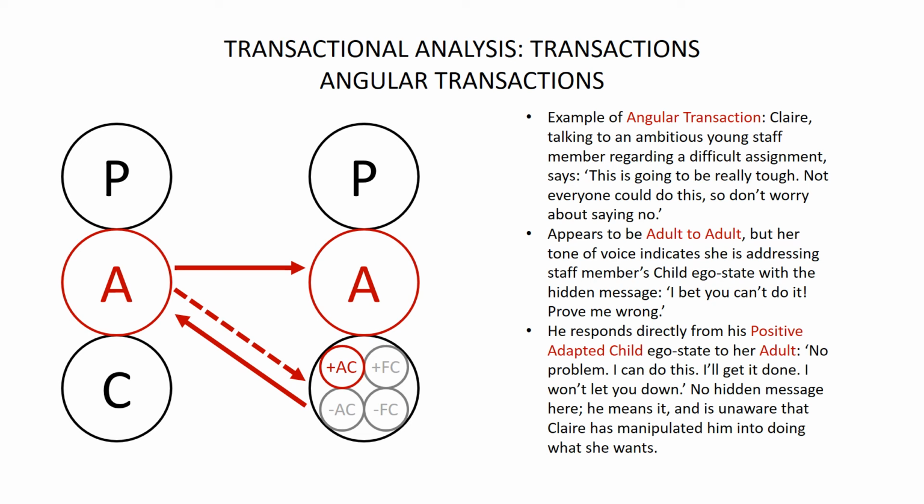To illustrate an angular transaction, Claire is talking to an ambitious young staff member regarding a difficult assignment. She says, "This is going to be really tough. Not everyone could do this, so don't worry about saying no." This appears to be an adult-to-adult transaction, but her tone of voice betrays the fact that Claire is addressing her staff member's child ego state with a hidden message, "I bet you can't do it.